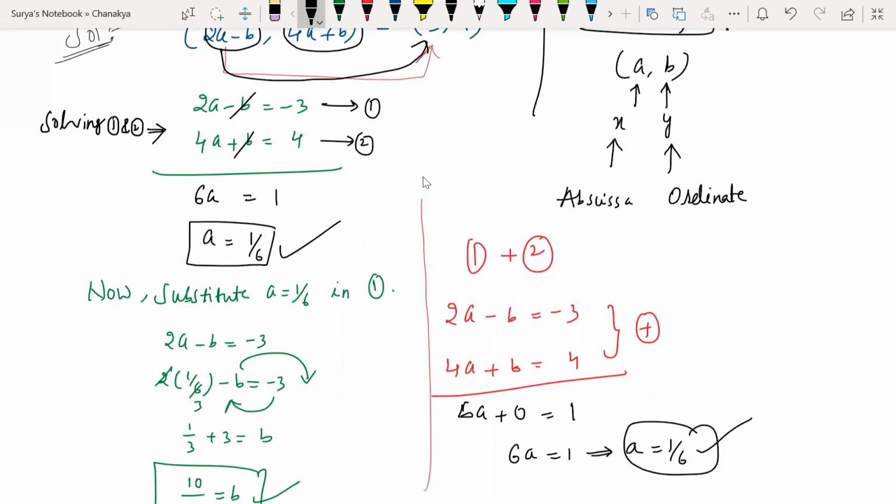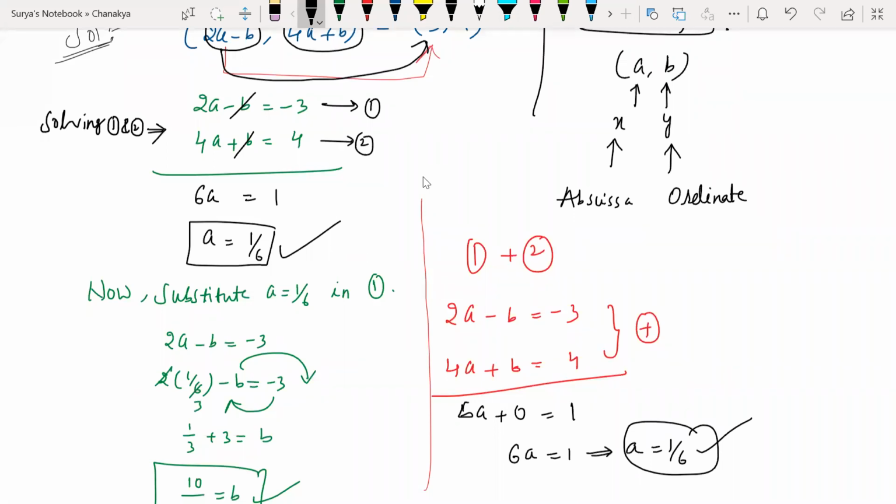Any doubts now? Sir, why do we need to add? We can take a as minus 3 and b as 4. How can you write like that? Means we can take the value like that. No, you can take anything, ma. I just gave a simple example over there.